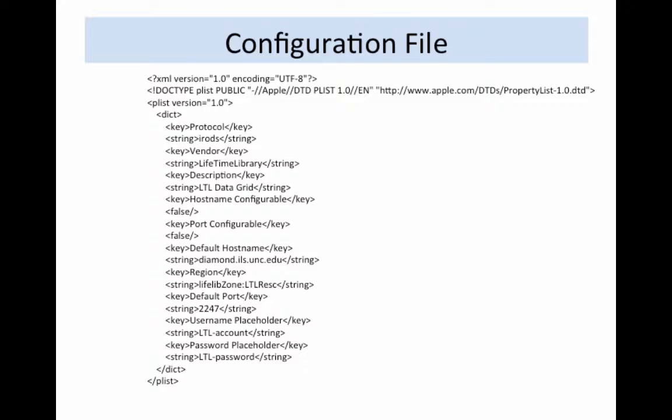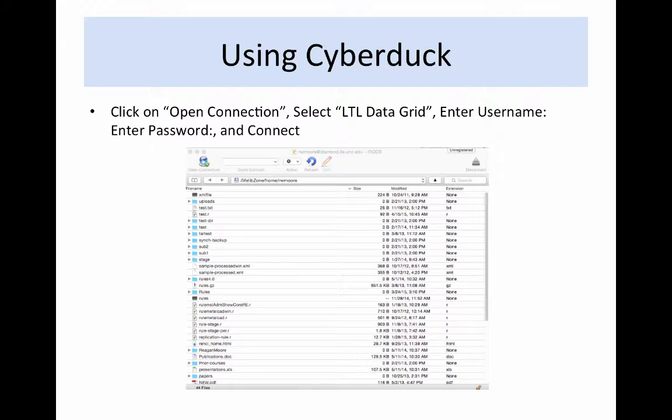When the configuration is properly done, these entries should all be filled in, including the host name, the port, the address, and your username. On a Mac, click on Open Connection, then select LTL Data Grid and enter your username and password. You can then connect to Cyberduck. The display will show a list of files and collections sorted alphabetically. You can change the sort order. The display also lists the size, the last modification date, and the extension on the file.